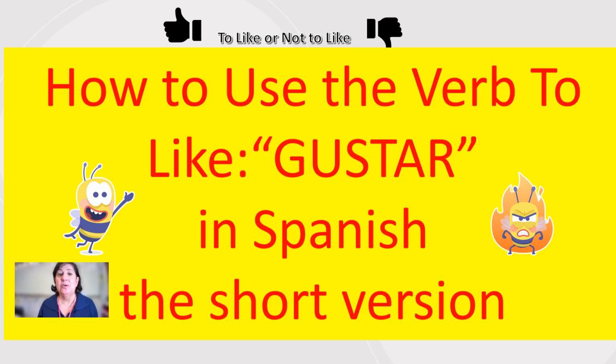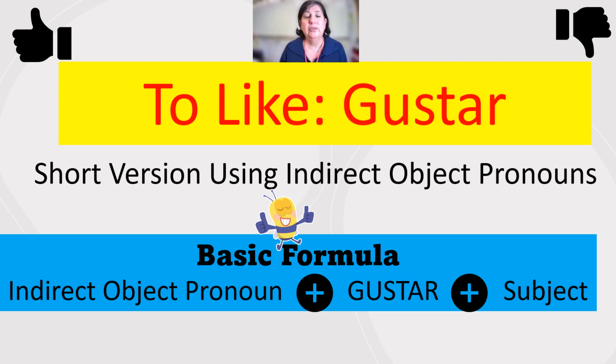Let me show you how to use the verb gustar in context, but this is the short version. There's a long version, which I can make another presentation for, but this is the short version, so keep that in mind. Are you ready? Gustar means to like. This is a short version using the indirect object pronouns. The basic formula is to use the indirect object pronoun plus the verb gustar already conjugated plus the subject of the sentence.